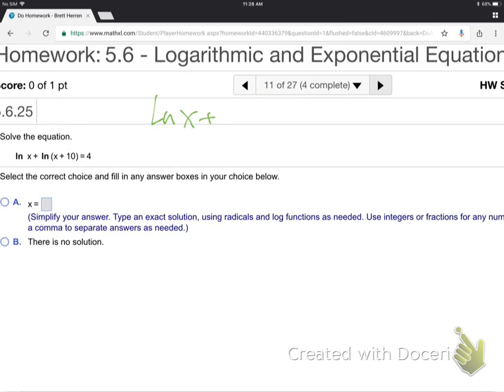So ln x plus ln x plus 10. Try that one. This is going to have a wrinkle. You see that green? ln is the same as regular log. It's just the base of e. So count down the logs, right? 2 logs, 1 log, no log, like usual.